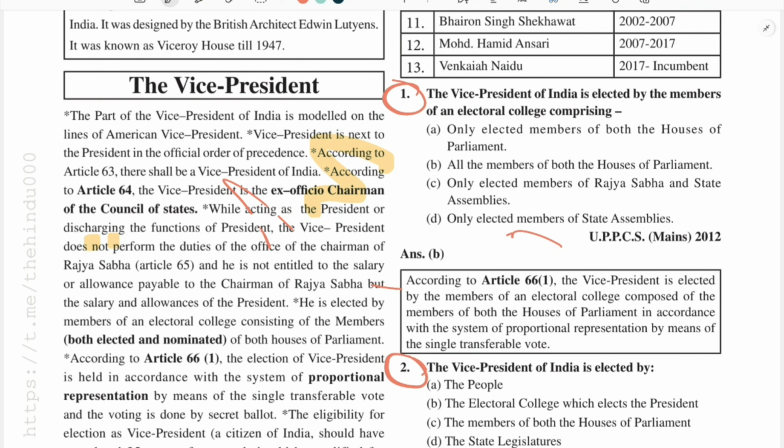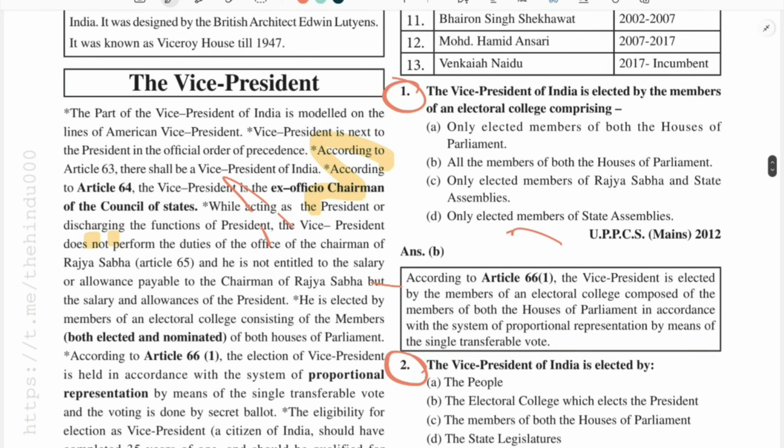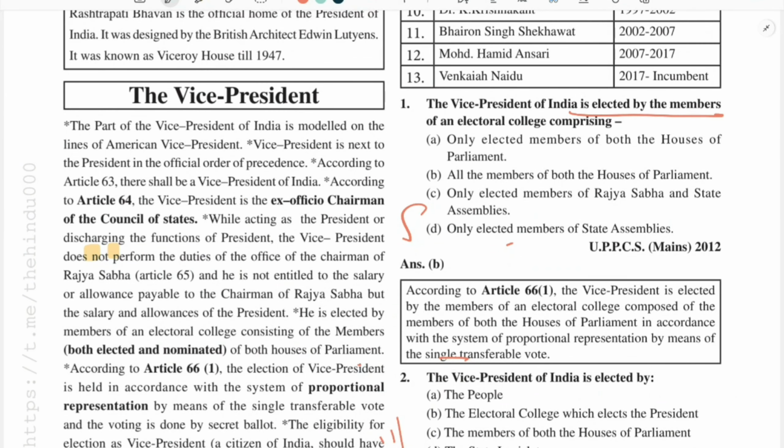Today we are here with another video where we are going to discuss the basic fundamentals of the vice president and the questions related to this topic. First we will discuss the question, and through this question we will discuss the basic concept of this chapter. The first question is: the vice president of India is elected by the members of an electoral college comprising.